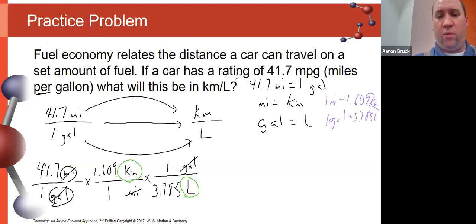So now we go back to multiplying all of this together. Multiply by all of the numbers in the top, divide by all the numbers in the bottom, so you can do it all in one calculation step. 41.7 multiplied by 1.609, multiplied by 1, divided by 1, divided by 1 again, and divided by 3.785.